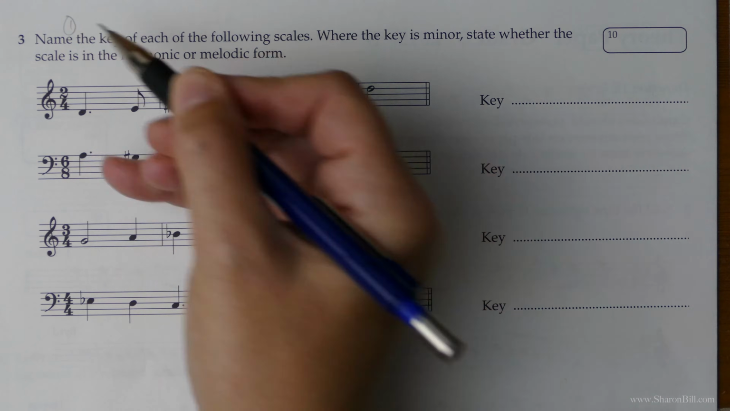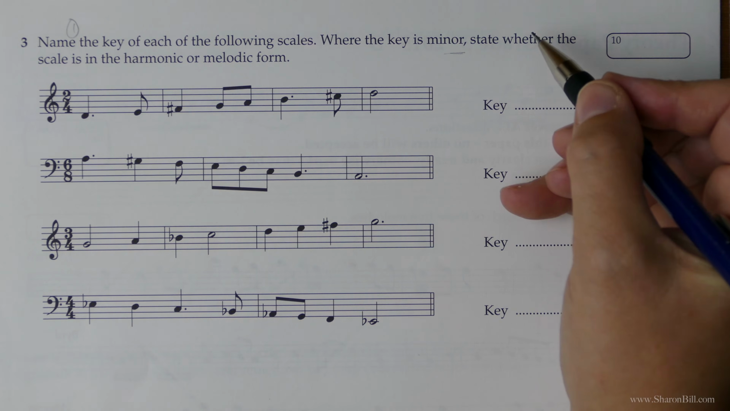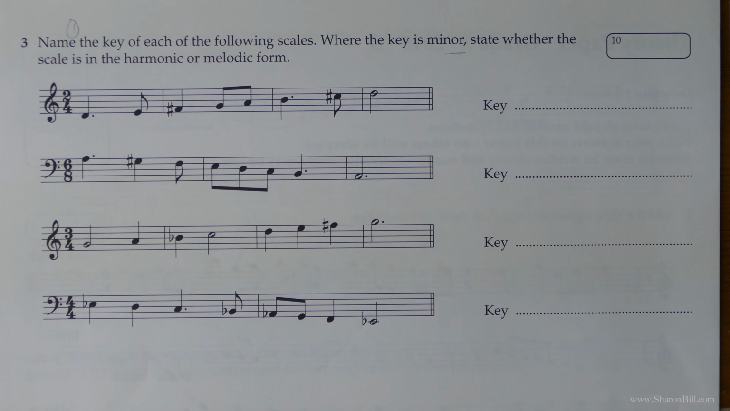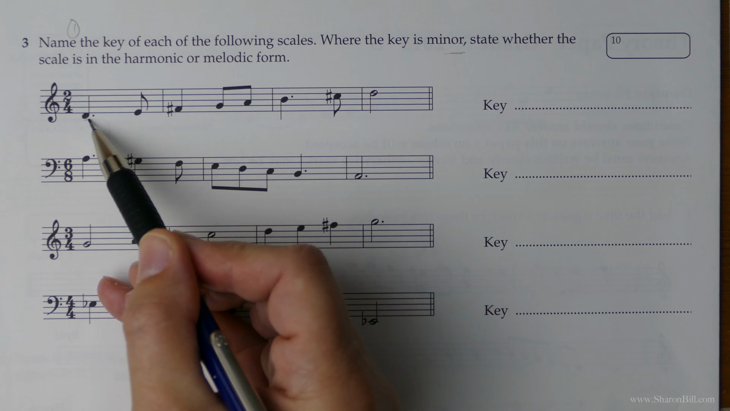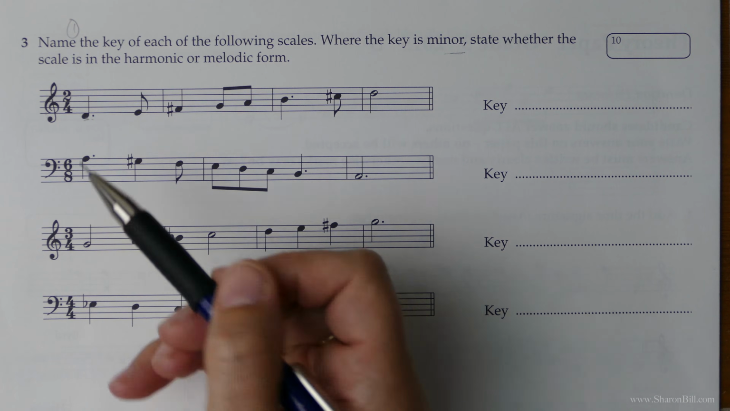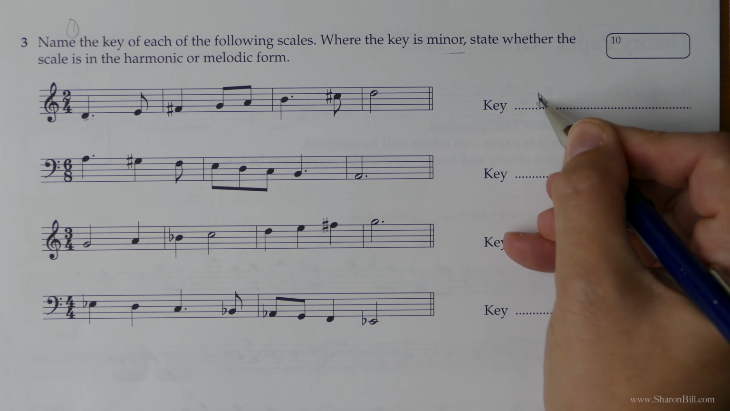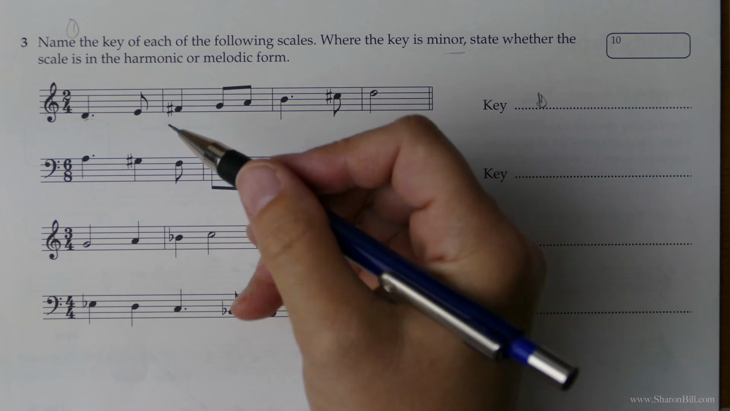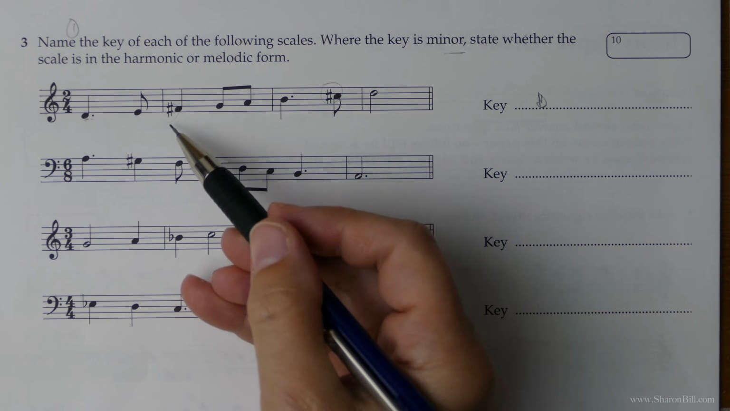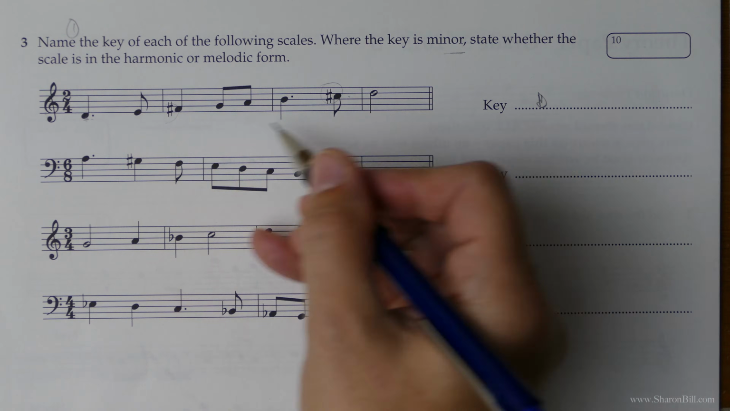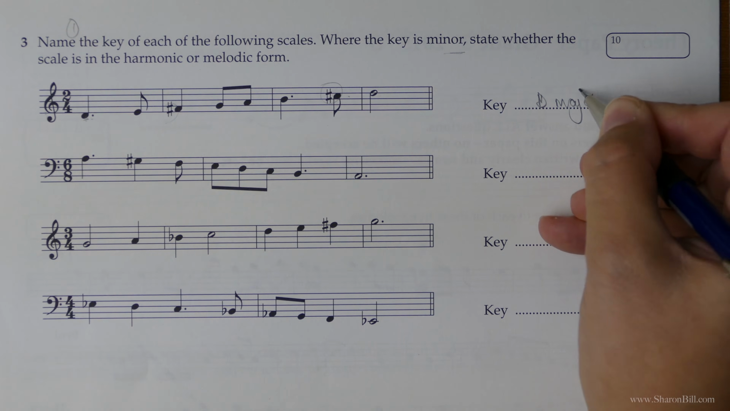We need to name the key. And then if it's minor, we need to state which sort of minor it is, whether it's harmonic or melodic. Now the first clue is just getting the starting note. So in the treble clef, this is a D. We're beginning and ending on a D, so we know it's got to be D something. And so now we've got 2 clues. We've got an F sharp and a C sharp, and we know that D major has a key signature of F sharp and C sharp, so everything's nicely explained there as D major.